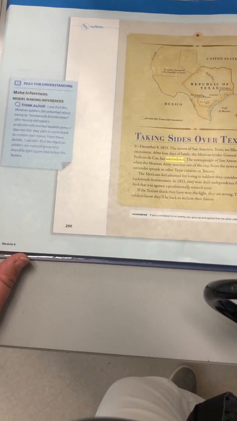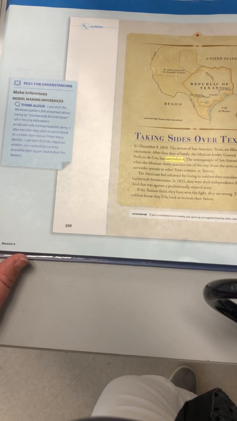After 4 days of battle, the Mexican leader, General Martin Perfecto de Cos, has surrendered. The townspeople of San Antonio cheer. When the Mexican army marches out of the city, soon the news of the surrender spreads to other Texas citizens, or Texans.